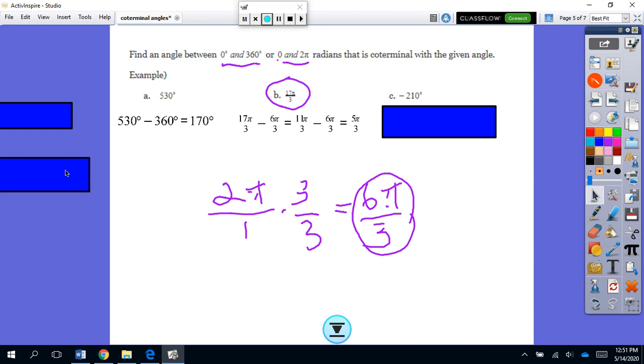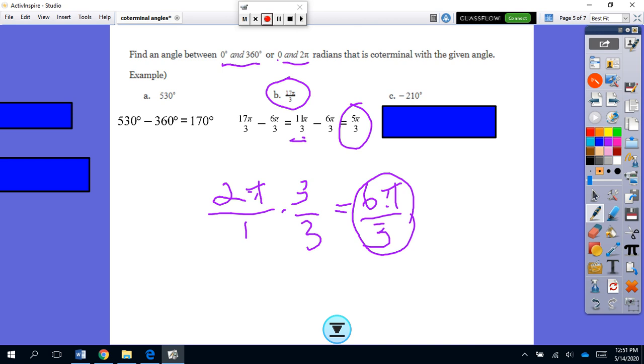When I subtract it the first time, the angle I get is not on the unit circle yet. That's more than 6 pi over 3. So I have to do it again, and when I do it again, I get 5 pi over 3. So that would be your final answer, 5 pi over 3.